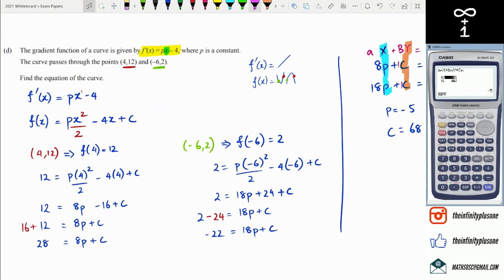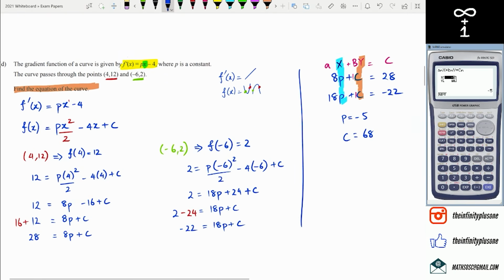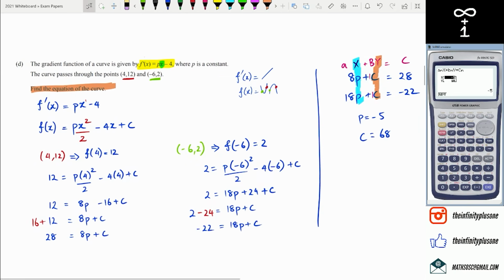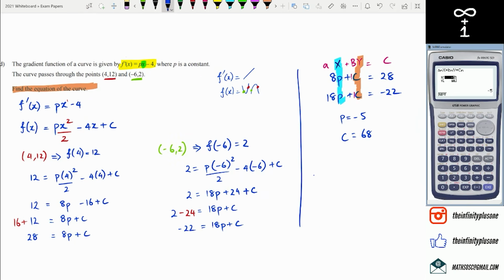Now, in terms of merit grade, if you go back, the question actually says find the equation of the curve. That's this part right here. So we still haven't written the equation of the curve. We've got our equation, which is y is equal to px squared over 2 minus 4x plus c. So we do need to write that equation down.